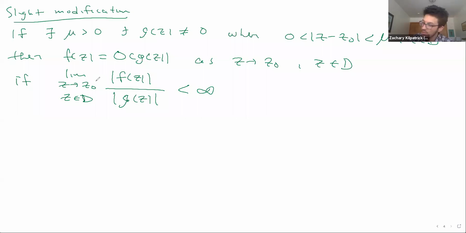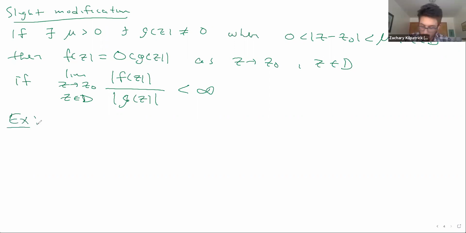Do we also need that limit to be non-zero, or is that not necessary? No, because it will still be big O in that case. Big O is sort of an upper bound. Yeah, there's not like the strictest big O in that case. Yeah, okay, right.